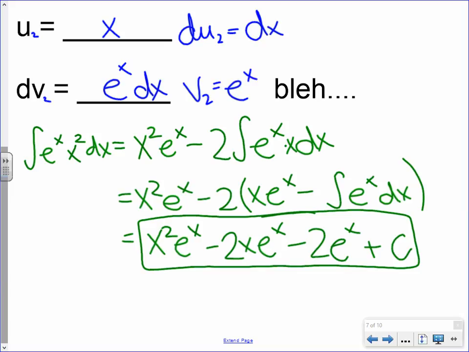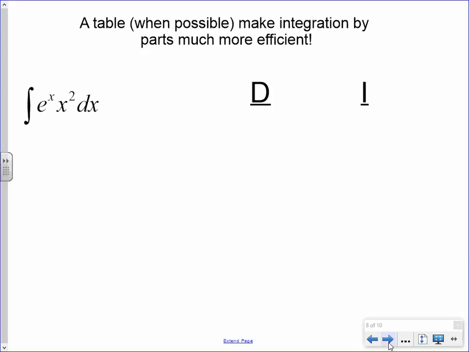Okay. If you have a polynomial as a part of your integration by parts integral, you can use the table method. I'm making sure everyone has written down what they need to. A table will make your integration by parts go much quicker. It's more efficient. But like I said, it's only going to work if we have a polynomial piece.